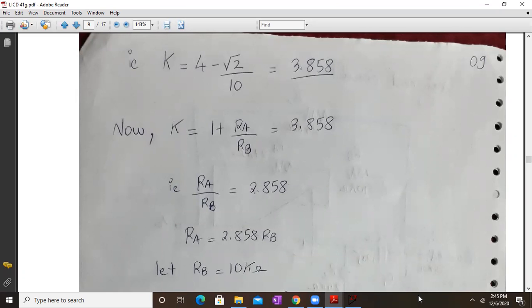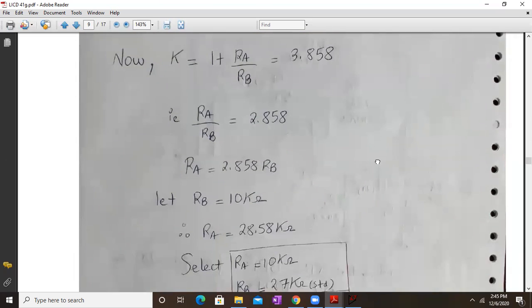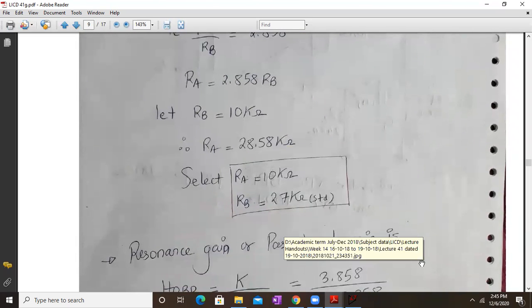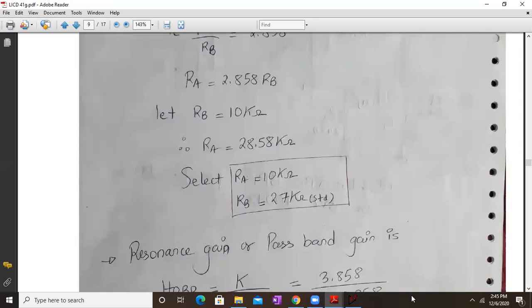So K will be equal to 1 plus RA upon RB. So RA upon RB will be 2.858. That means RA will be 2.858 times RB. So let the value of RB be 10K. So the value of RA will be 28.58 kilo ohms. We can substitute the standard value close to around 27 kilo ohm.